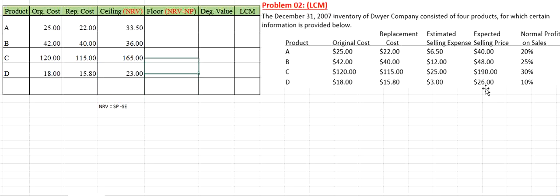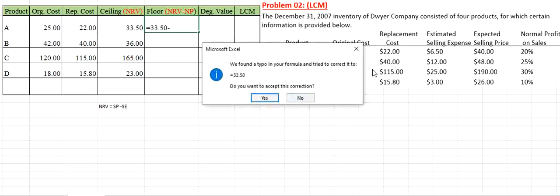Okay, let's go to the second part. The second part is to calculate the floor. What is the floor? Floor is the net realizable value of that product or item, so the net realizable value of product A is 33.50 minus the normal profit. Now unfortunately, the dollar amount of the normal profit is not given. As you can see here, this is the column of normal profit.